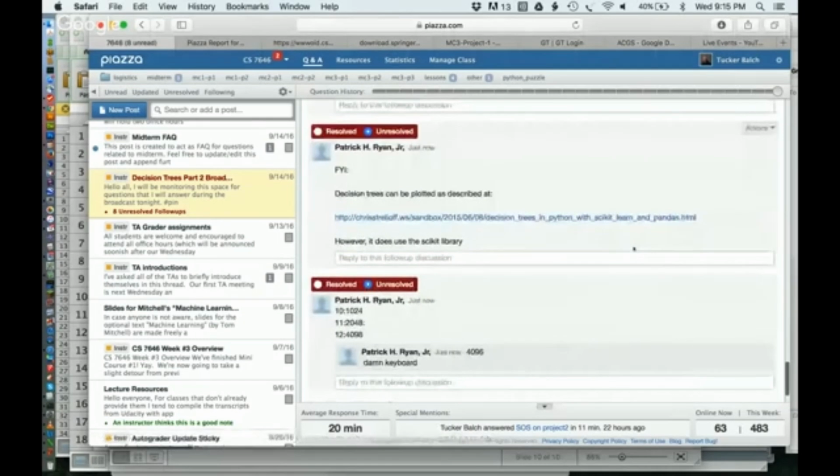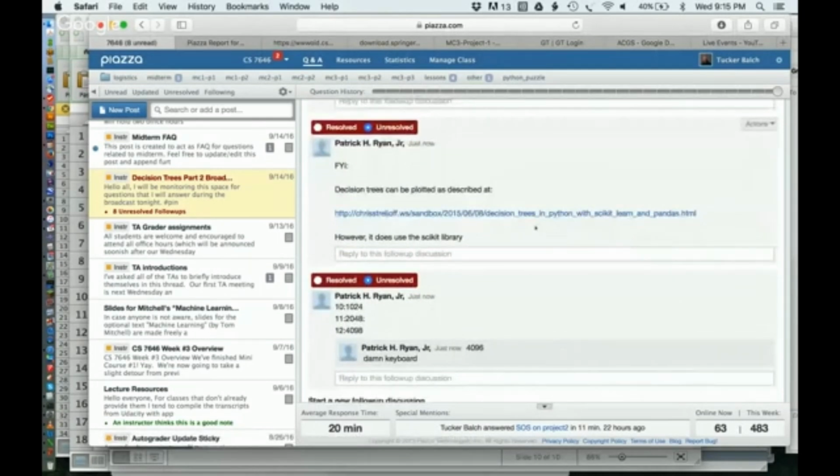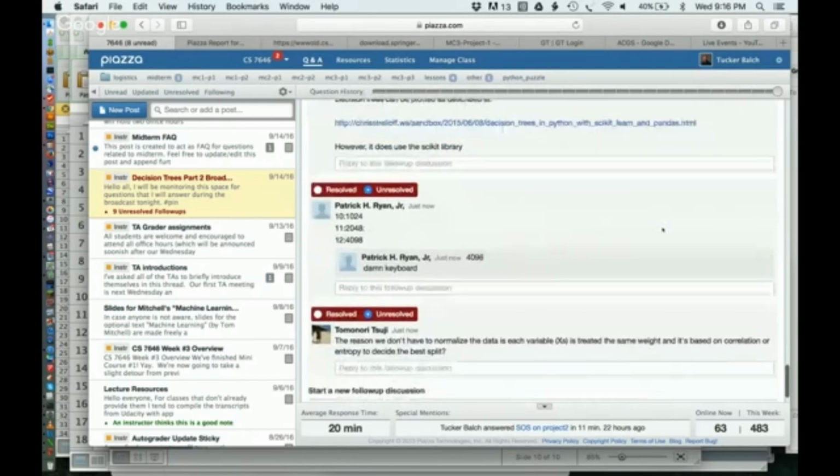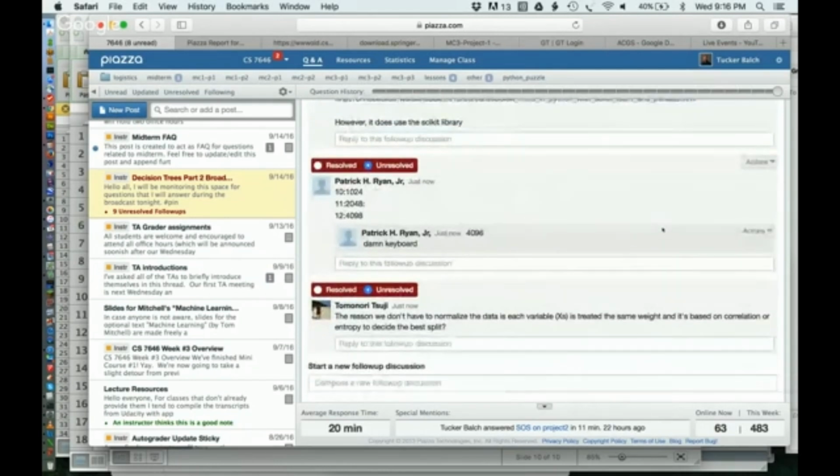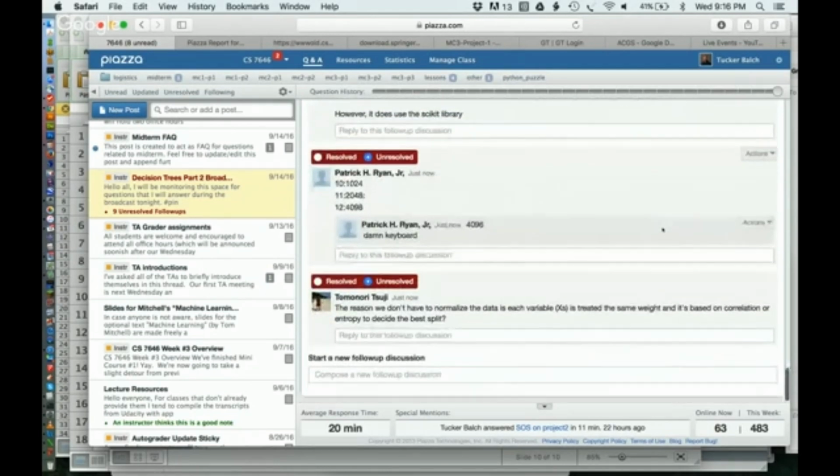Pat adds a link to scikit-learn and pandas. I believe he's pointing to something that lets you visualize a tree once you've created it. That's nice. And thank you, Pat has provided log base 2 of several numbers for me. Thanks.